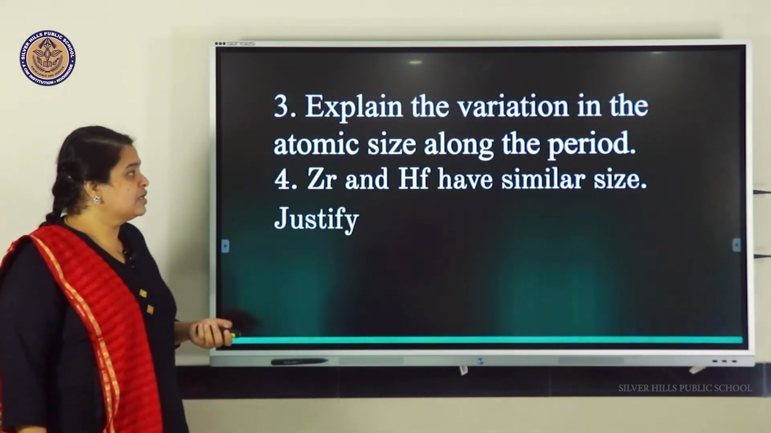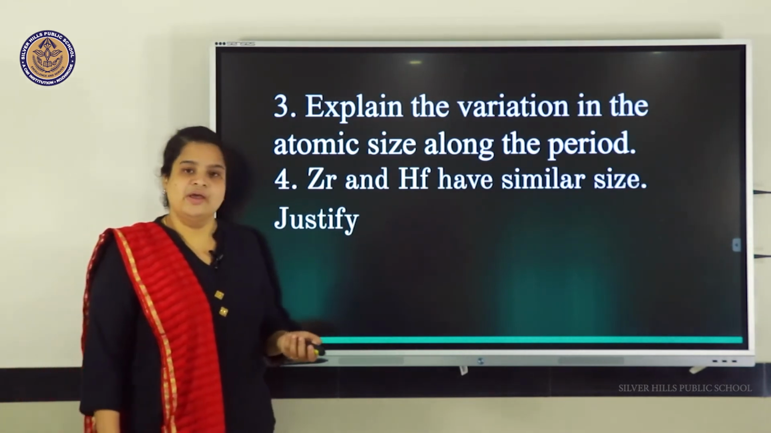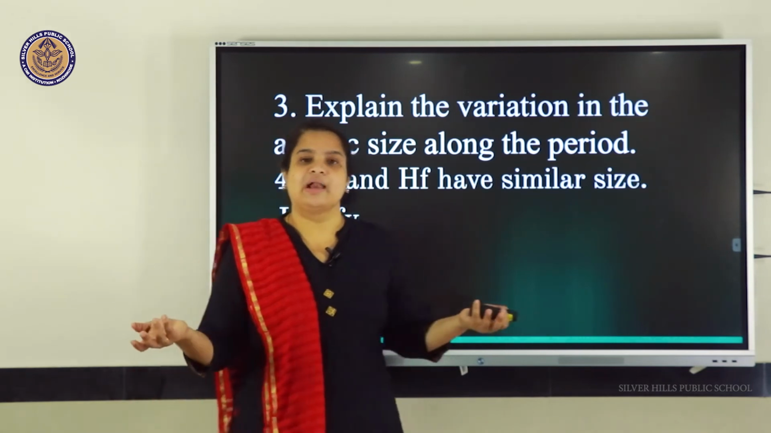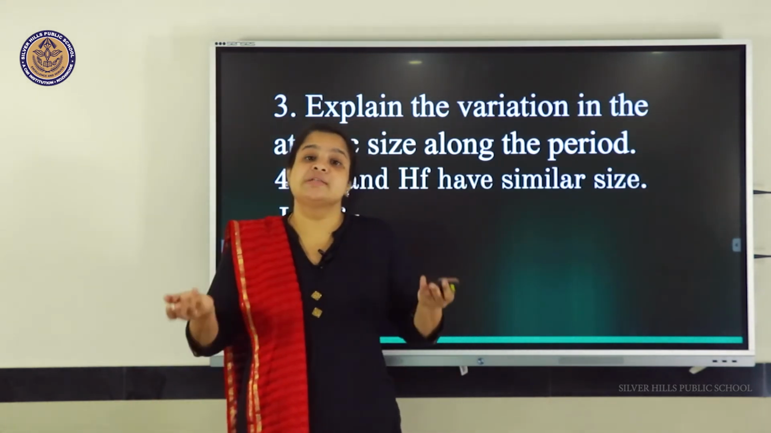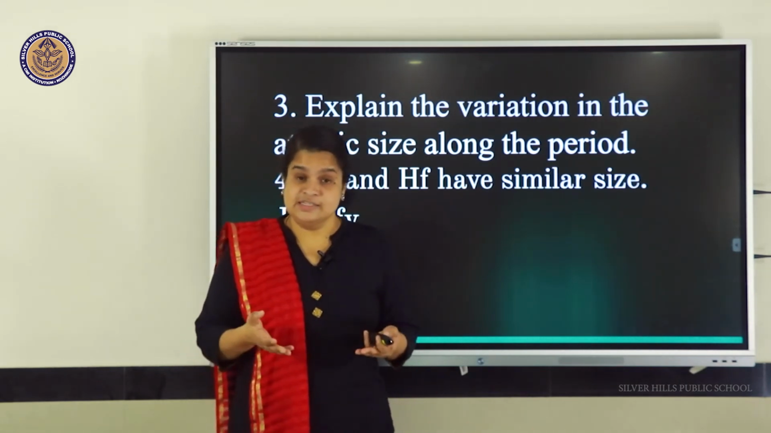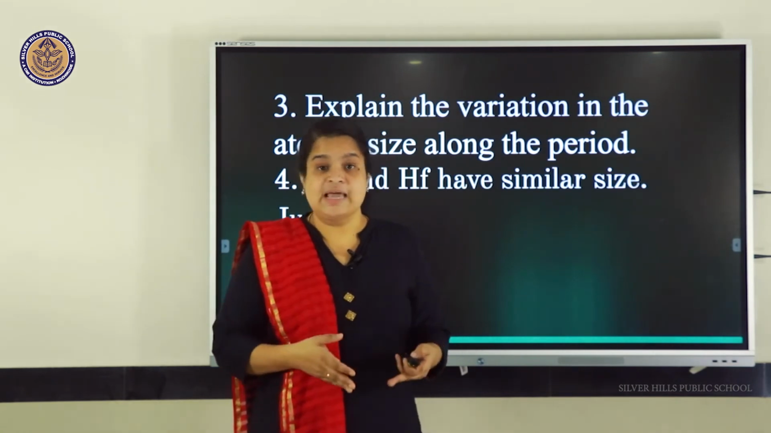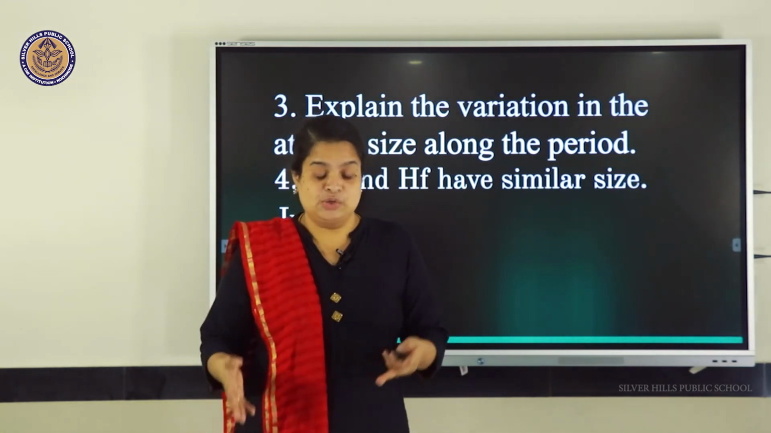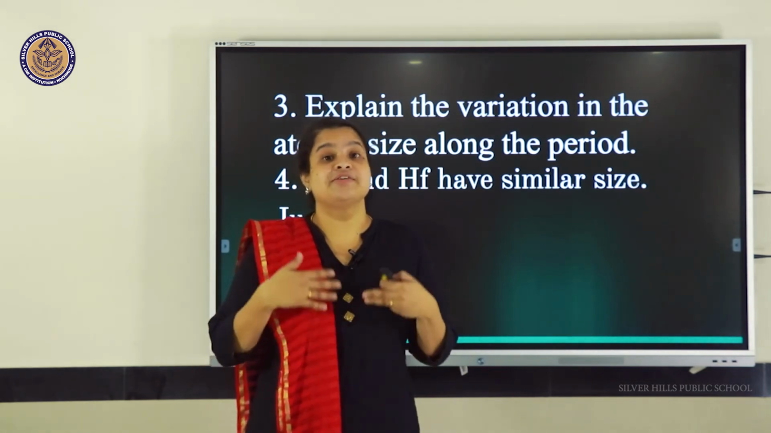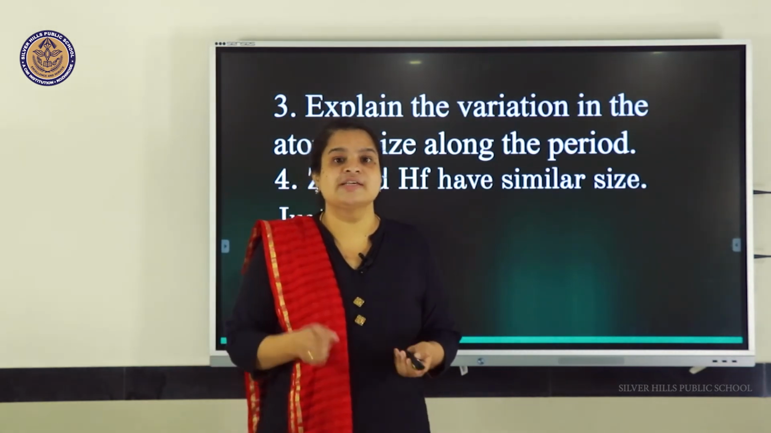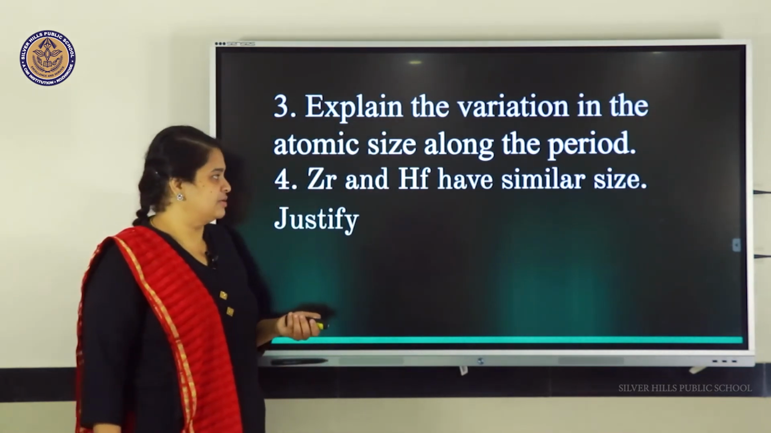Next, zirconium and hafnium have similar size. Justify. In a 1 mark question, you can just write lanthanoid contraction. If it's for 2 marks, you just have to write what this lanthanoid contraction is. It is the filling of 4f before 5d. 4f has imperfect shielding. So, since 4f has imperfect shielding, effective nuclear charge increases, size decreases, and that is your lanthanoid contraction.